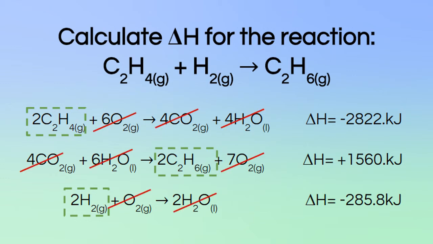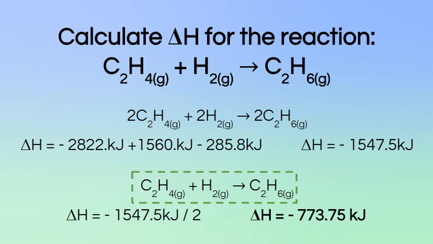Now that these changes have been made to the reactions, we can cancel out the 7 O2s, the 4 CO2s, and the 6 H2Os on both sides. To find the delta H value for 2C2H4 plus 2H2 yields 2C2H6, we sum the energy changes of the individual reactions comprising it, which gives us a delta H value of negative 1,547.5 kilojoules. However, the equation does not exactly match the original reaction given to us. In order for the coefficients to match, we need to divide the reaction and its delta H by 2, and this gives us a delta H of negative 773.75 kilojoules, which is our answer.